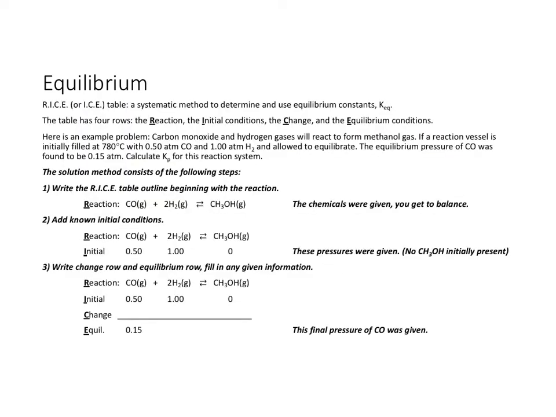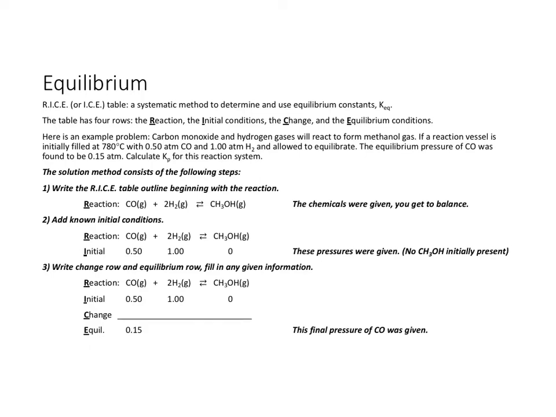We want to look now at what is called a RICE, or an ICE table. Tro calls it ICE. I learned it as RICE. The RICE table is a systematic method to determine and to use equilibrium constants, the Keqs. The table has 4 rows: reaction, initial conditions, change, and then the equilibrium conditions. And again, the first letters spell the word RICE.